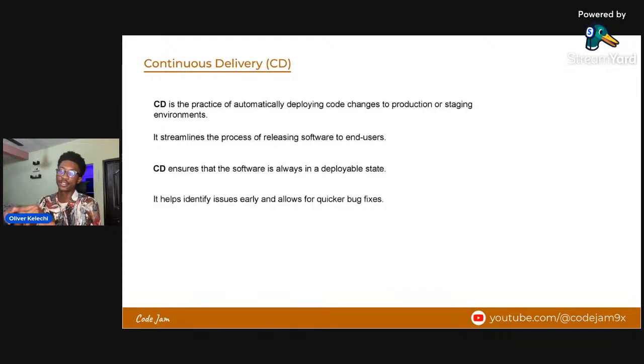You just want to have someone who presses the final button for deployment. So that's the only difference between continuous delivery and continuous deployment. With continuous deployment, everything gets deployed automatically.